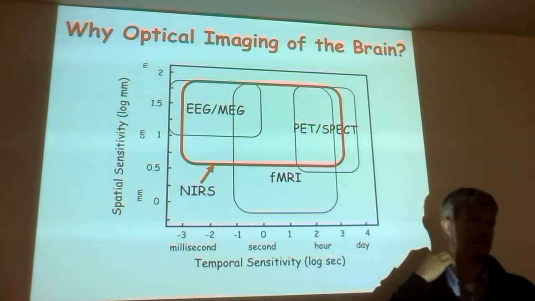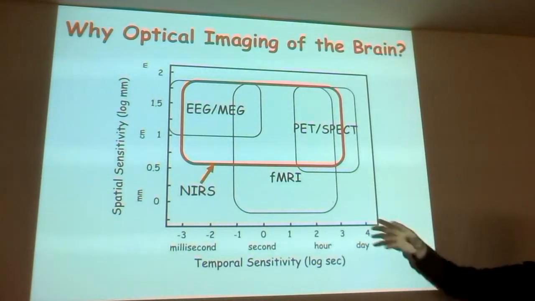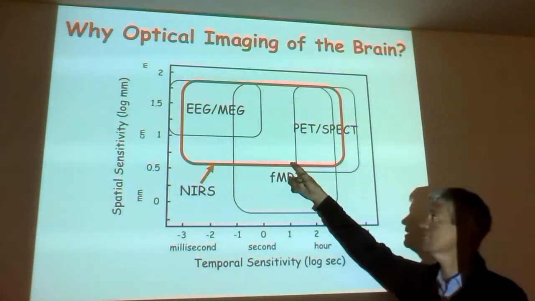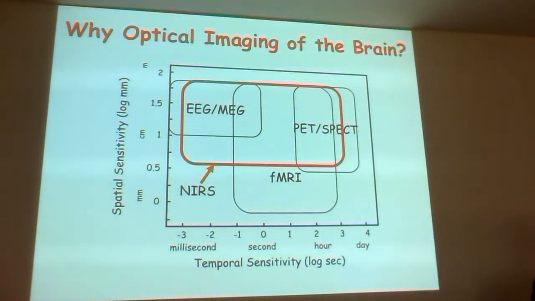EEG, of course, was done for a long time before PET and fMRI to measure the electrical activity of the brain. It has very good millisecond temporal resolution, but its spatial resolution is really somewhat limited. And magnetoencephalography is the magnetic equivalent of EEG. It's measuring the magnetic fields and changes in magnetic fields induced by the electrical currents in the neurons.